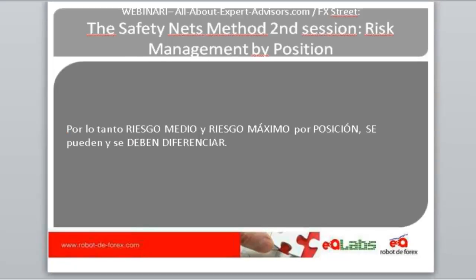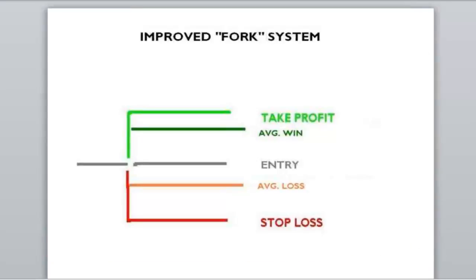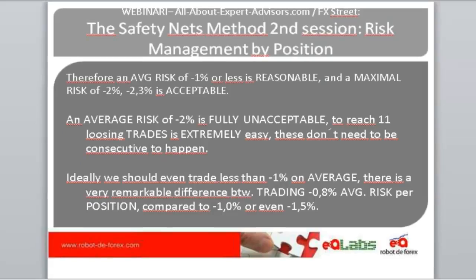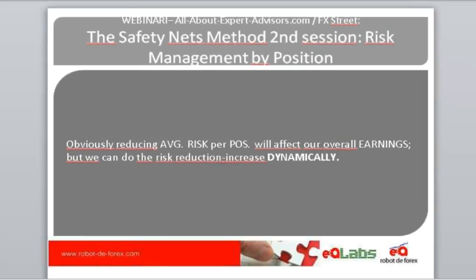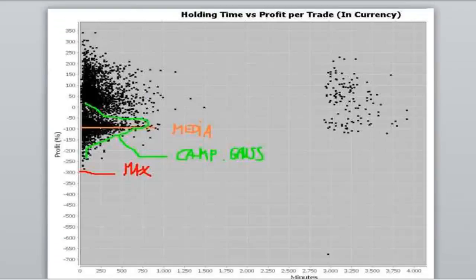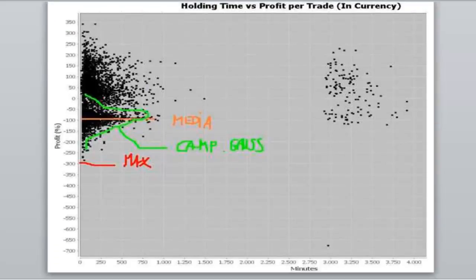We need to watch how the distribution looks if we don't have a fork system. If we improve this fork system, how is the curve? Is it similar to a Gaussian curve or not? Okay. So how are we doing, guys? Some questions?